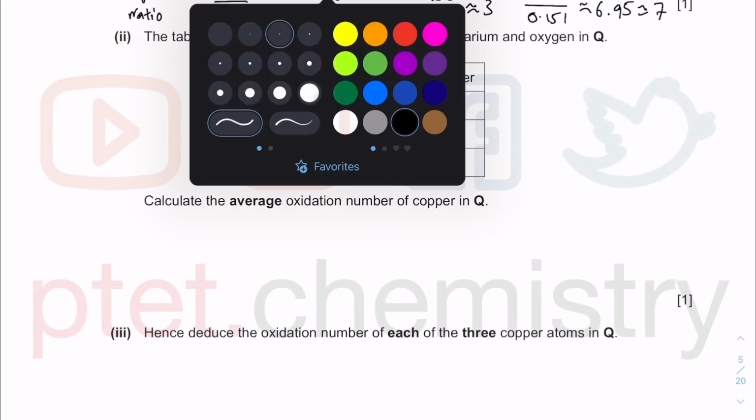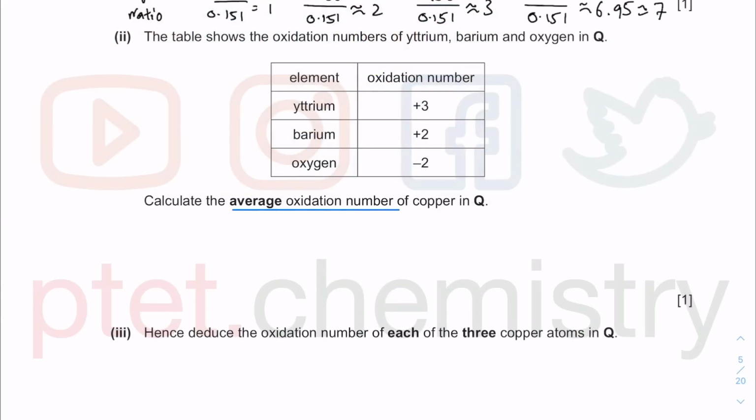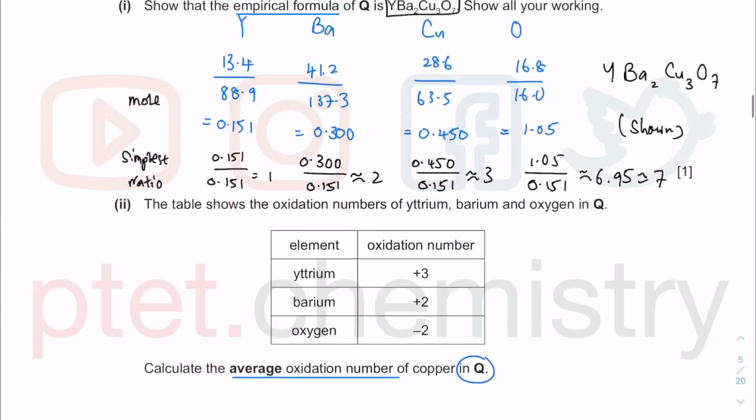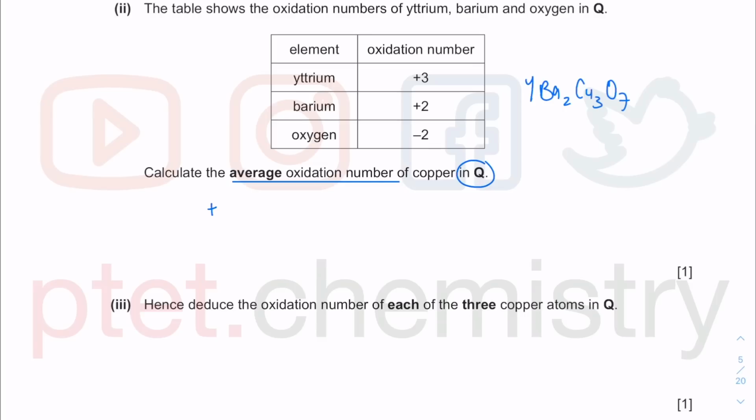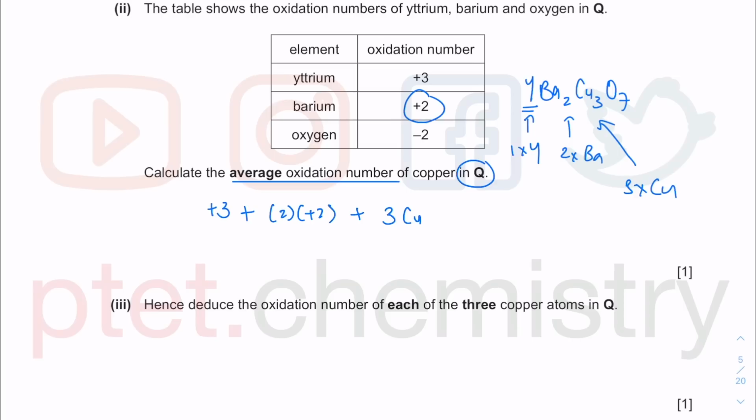Now we have to calculate the average oxidation number of the copper in Q. So what do we have? We have YBa2Cu3O7. Looking at that, the yttrium is +3 and you have 1 of it. You have 2 of the barium, barium being group 2, exclusively +2 in compounds. You have 3 copper, and our job is to find the oxidation number of the copper, and there are 7 oxygen, and the total is 0 because the overall compound has no charge.